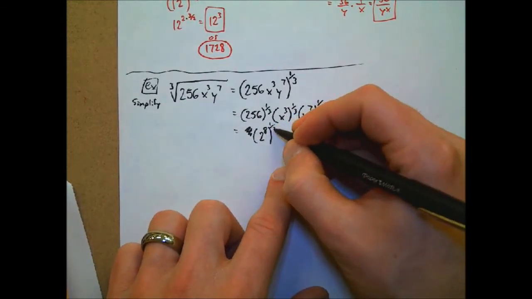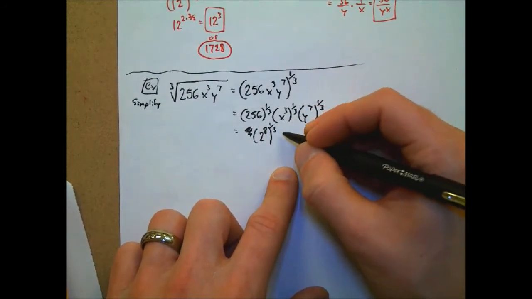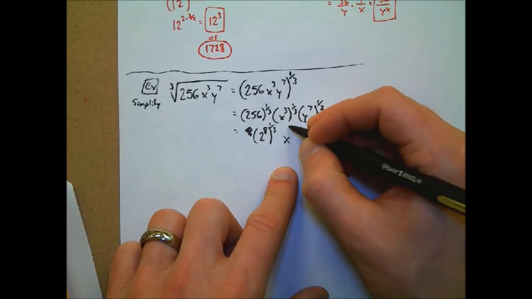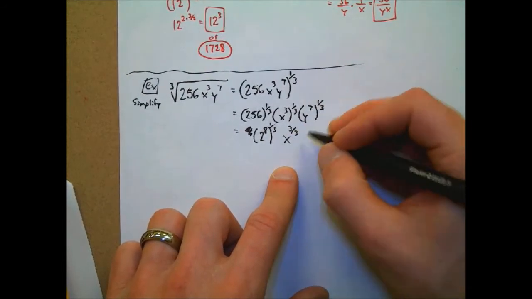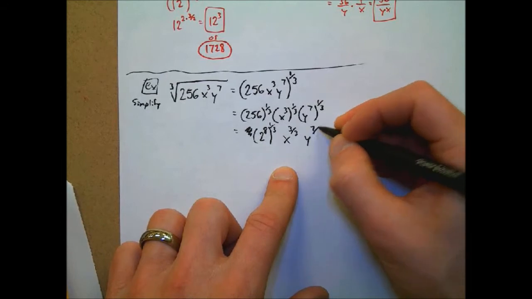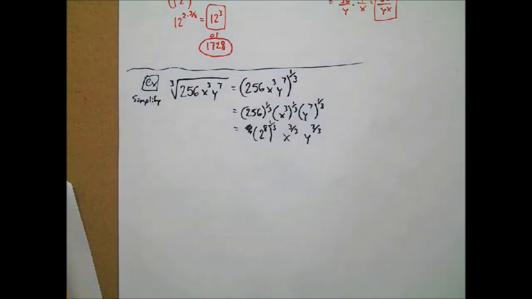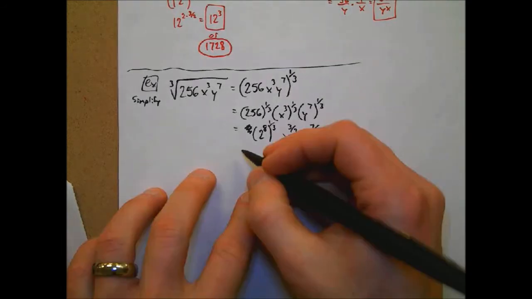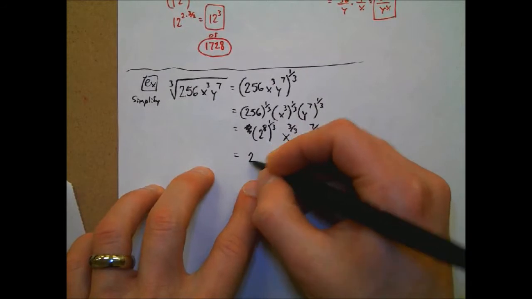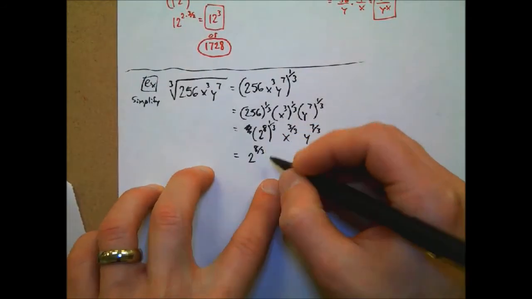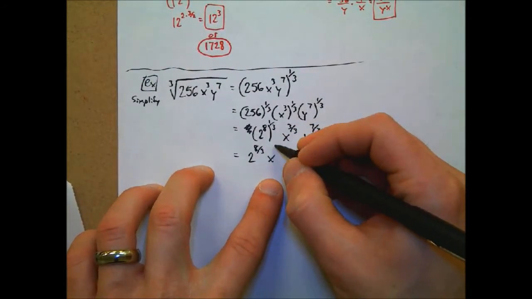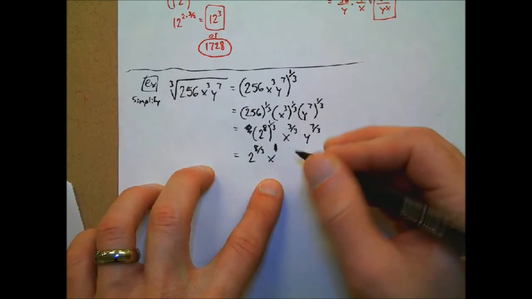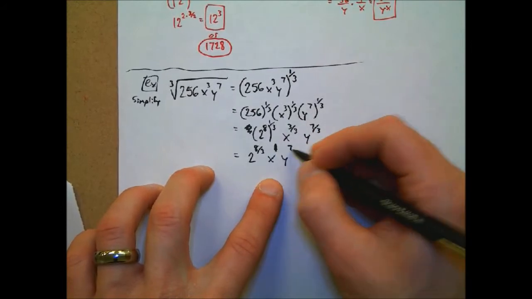All right, x to the 3 to the 1/3 will become x to the 3/3. And then y to the 7 to the 1/3 will become y to the 7/3. Okay, and so then I'll go ahead and multiply these exponents here. So we get 2 to the 8/3, x to the 3/3, x to the 1 now. I guess I'll just go ahead and make it x to the 1. And we have y to the 7/3.